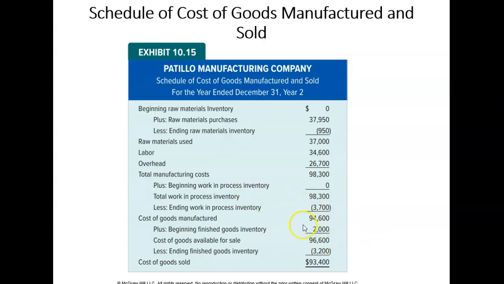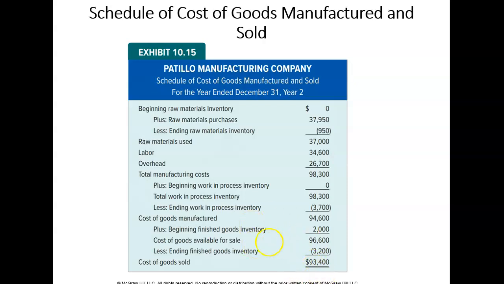Okay? We're going to add to that our beginning finished goods inventory. These are the completed products that were available at the beginning of the year. This shows what was manufactured during the year. So our total cost of goods for sale was $96,600.